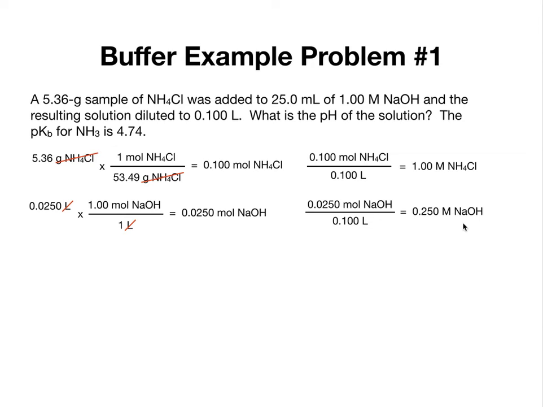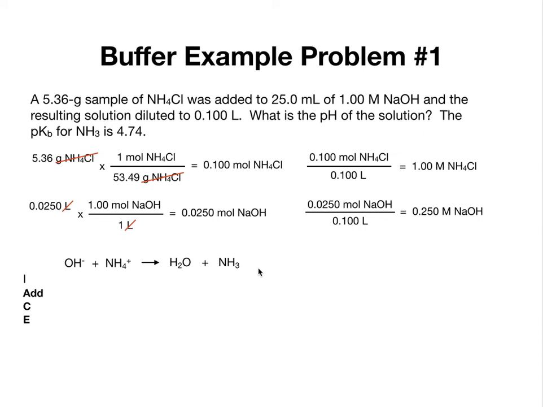Look at what we've got. Do we have a weak acid and its conjugate base? Well, this is a weak acid, but we're reacting it with a strong base. Class, this is the reaction that's going to occur. When we add this sample of ammonium chloride to sodium hydroxide solution, the hydroxide is going to react with the ammonium ion. This is a weak acid. It's going to donate a proton. We're going to get water and ammonia.